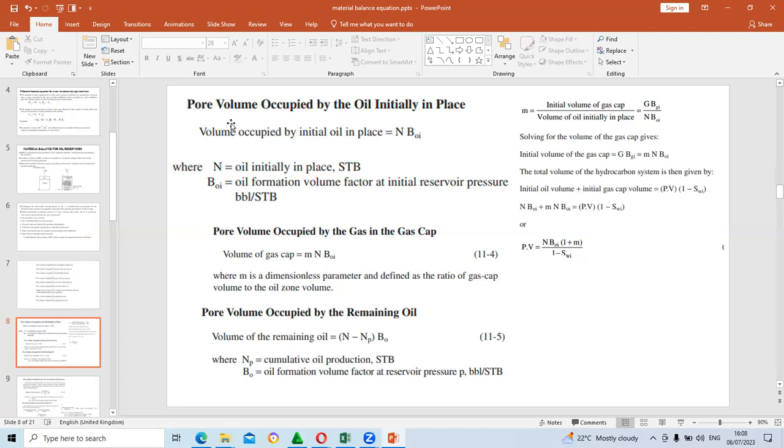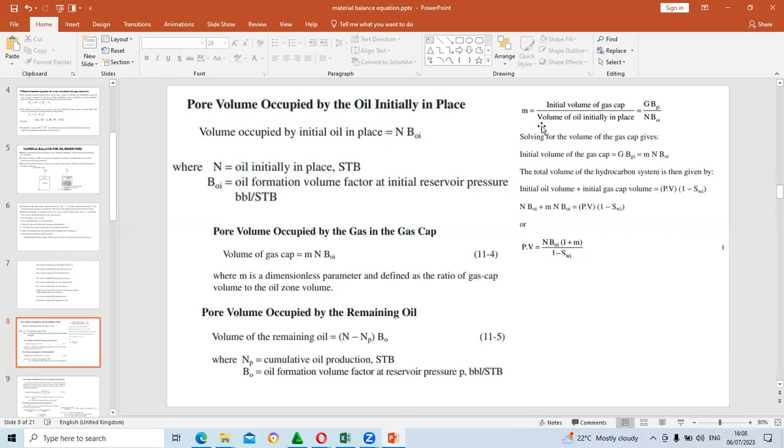So when we talk of pore volume occupied by the oil initially in place, our volume occupied by oil initially in place is the amount of oil that is existing multiplied by the oil formation volume factor, what we are just going to call the initial oil formation volume factor. So that's the definition of what we have there.